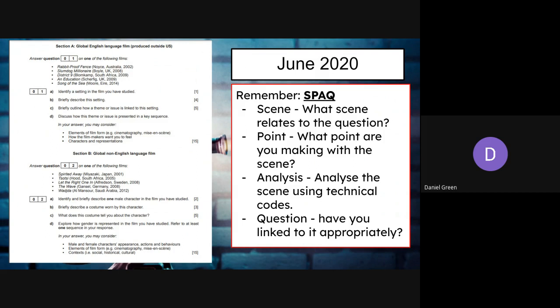But remember to stick to those bullet points and remember SPAC. Scene, point, analysis, question. What is the scene? What point are you making? What analysis can you bring? And have you answered the question?